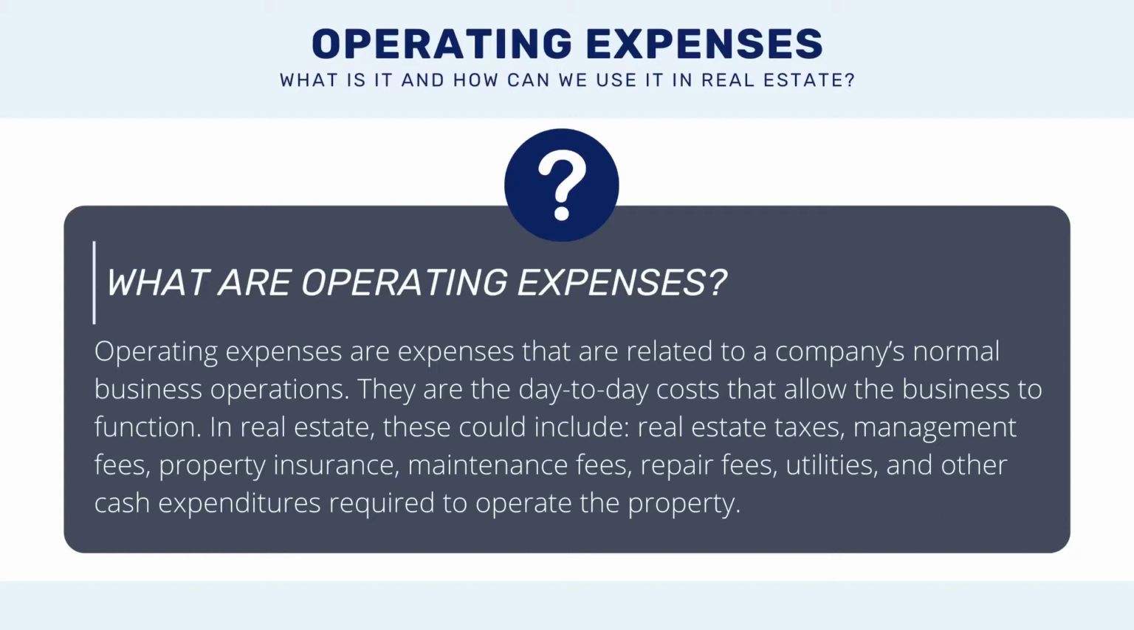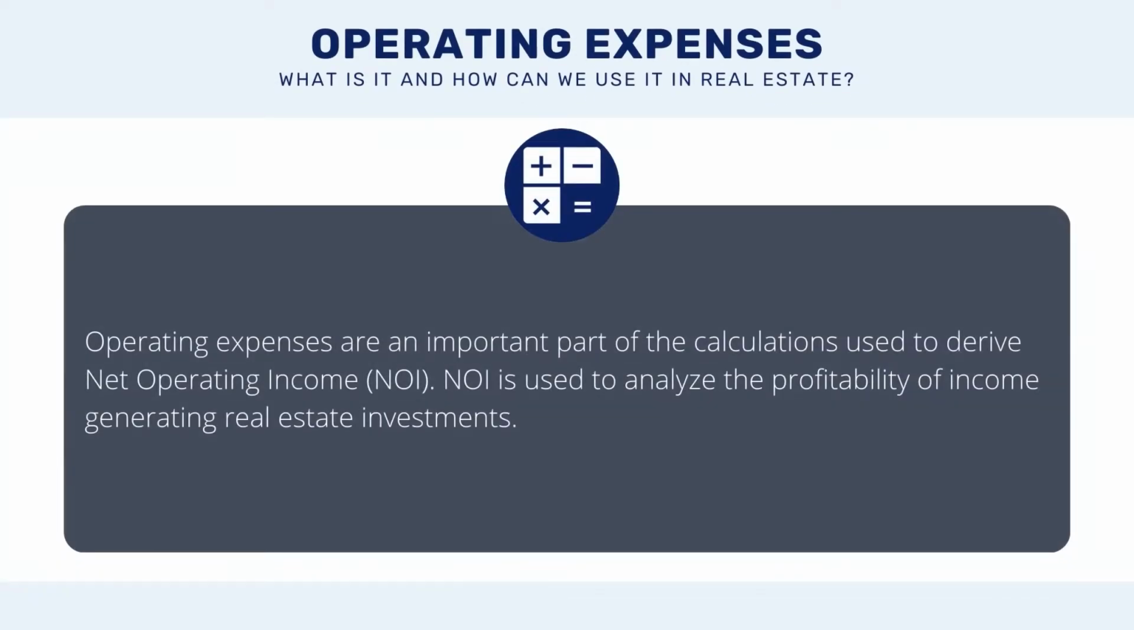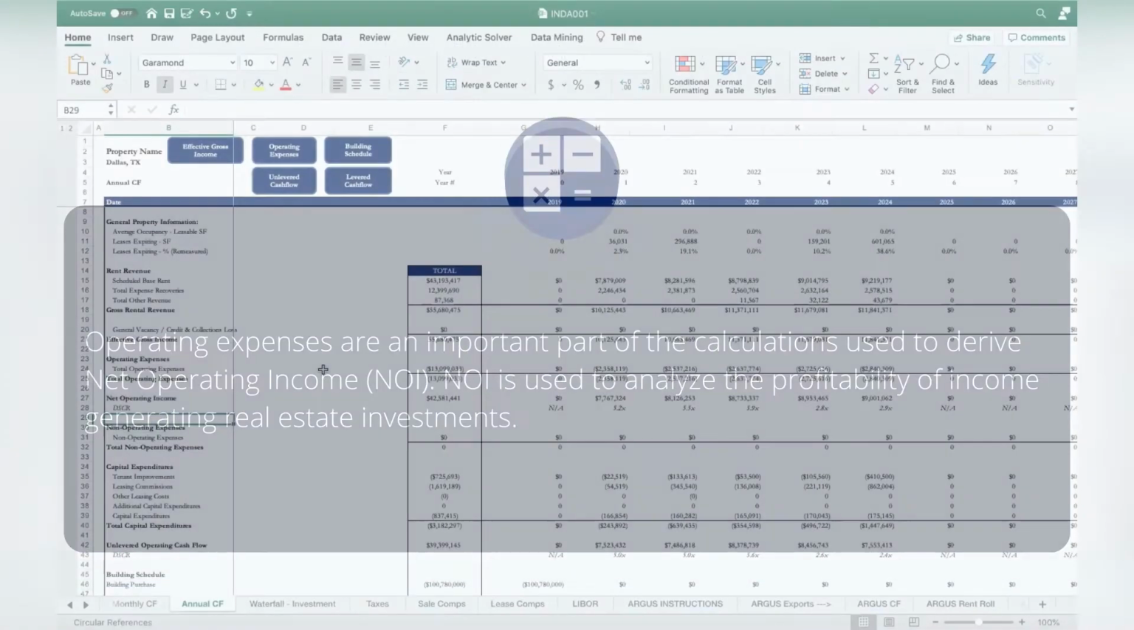In real estate, these include personal and real estate taxes, management fees, property insurance, repair fees, utilities, and other cash expenditures required to operate the property. In addition to this, operating expenses are an important part of the calculations used to derive net operating income, or NOI. And NOI is used to analyze the profitability of these income generating real estate investments.